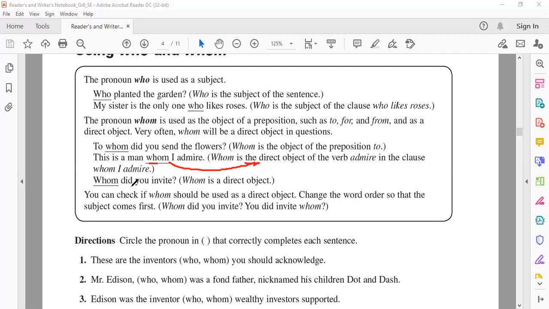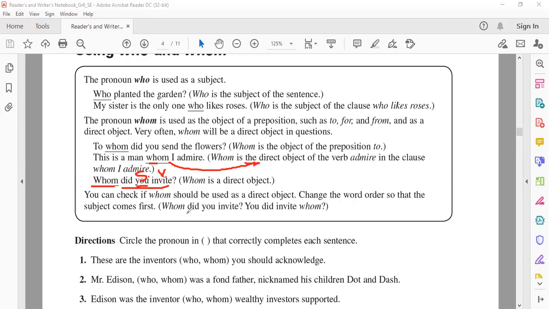If I ask a question, whom did you invite? You will come to the sentence after whom and try to figure out where the verb is. The verb is invite. Who is the subject? Who invites? You invite. So you is the subject. Good, I have a subject and a verb. What is missing in the sentence? Object. So I need an object. Since I need an object, then immediately I will put whom. So I will say, whom did you invite? And this is how you make the sentence.